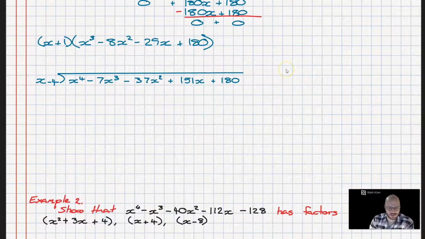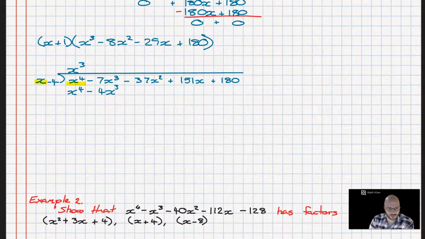Alright, same technique is going to apply. x minus 4, what do we need to multiply the x by to make it equal x to the 4? The answer to that is x cubed. So we're going to get x to the 4 minus 4x cubed.